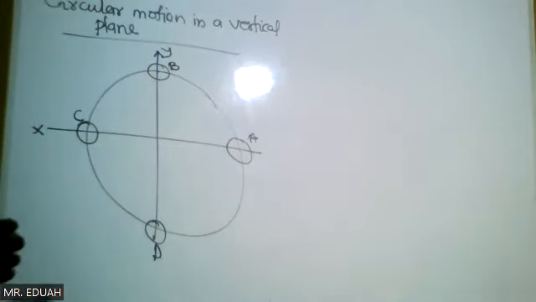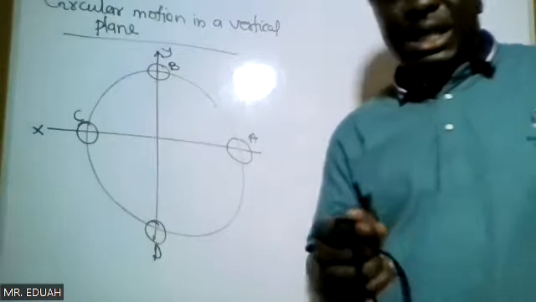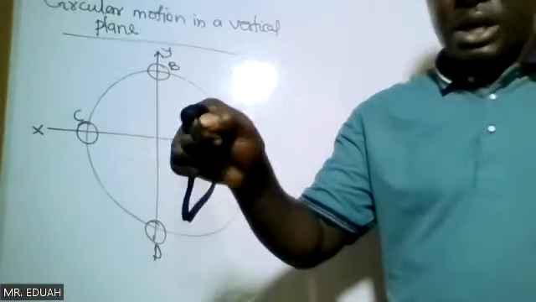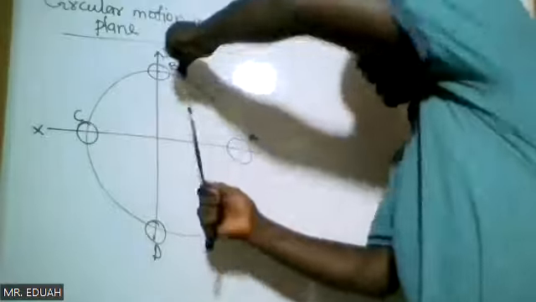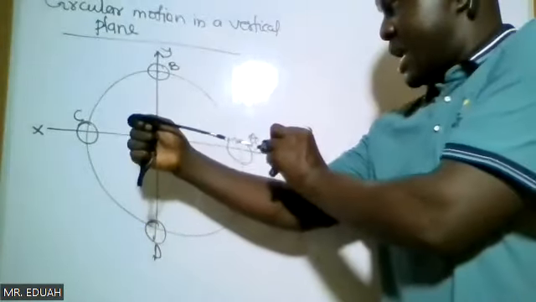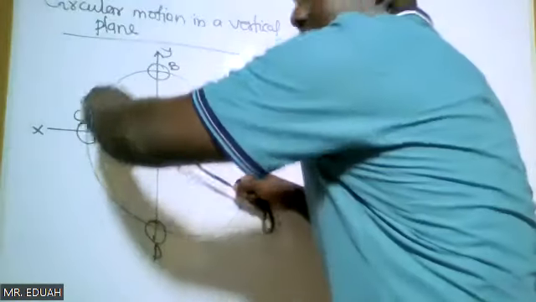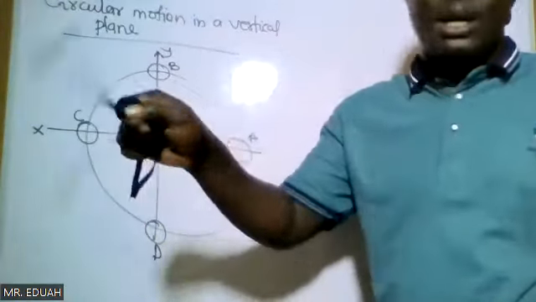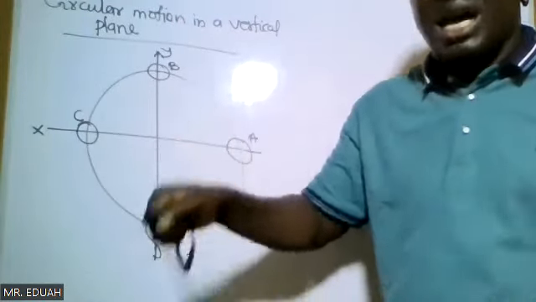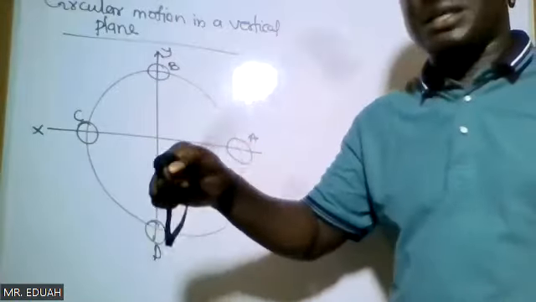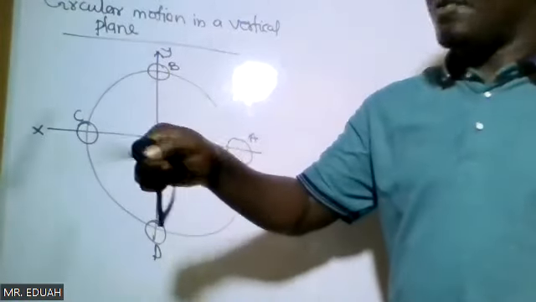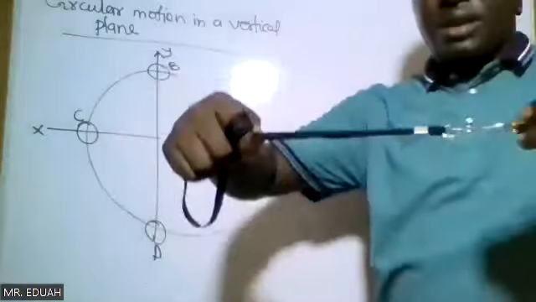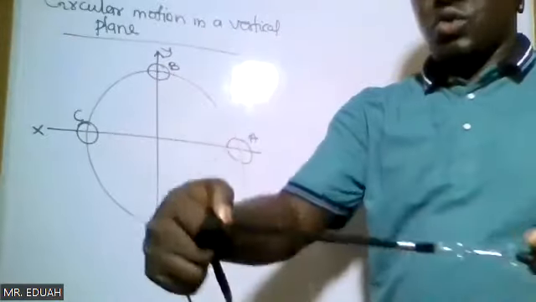While the body revolves along the vertical plane, there are instances where the object is positioned up the circle at B, at A below, and then at C. So when the body is at different positions along the vertical plane, what happens to the tension within the string?